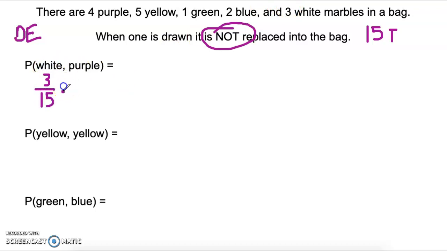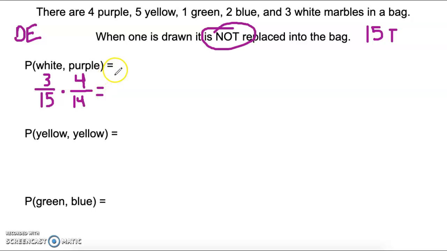Event B is where things are different. So we assume that we were successful in what we wanted to happen for the first event, meaning we assume that we did draw a white marble in this example. So if we drew a white marble and left that out of the bag, there would still be 4 purple marbles in the bag. But now there's only 14 total marbles because we took one of the white marbles out of the bag. Okay, so that's our setup.